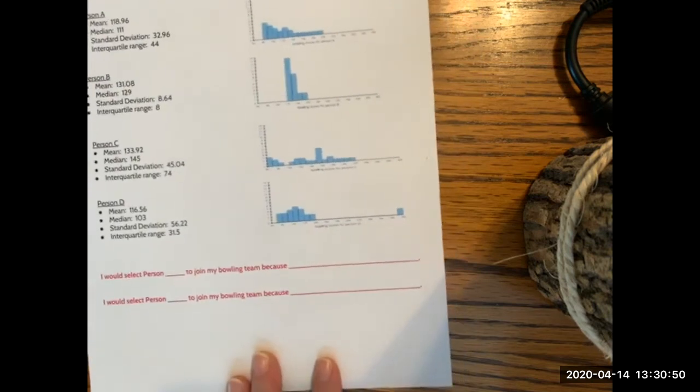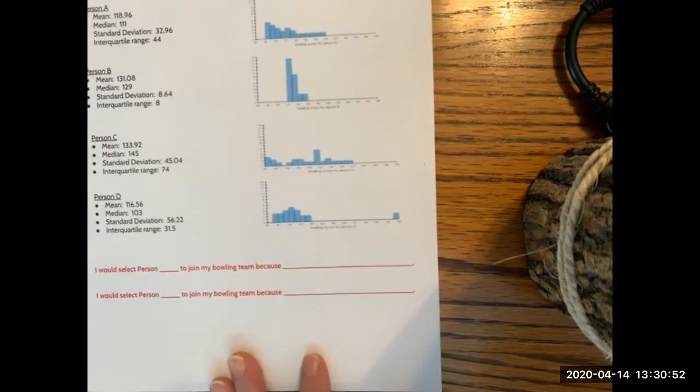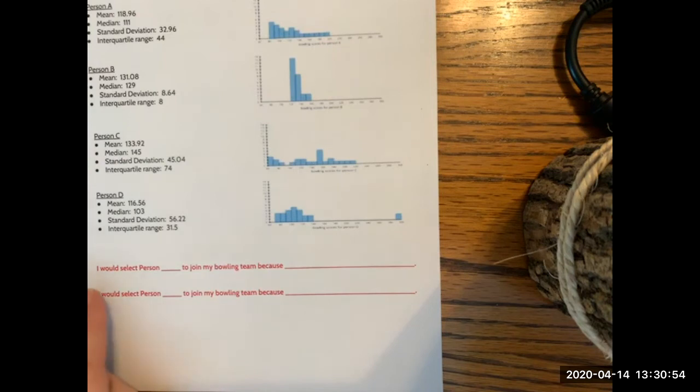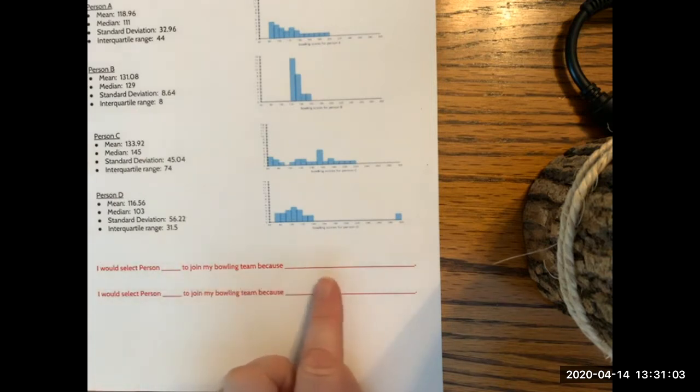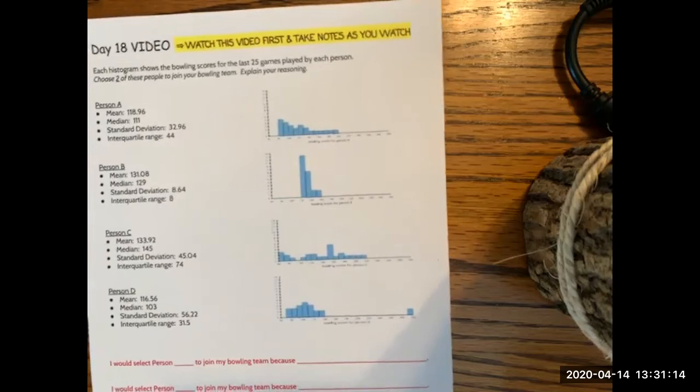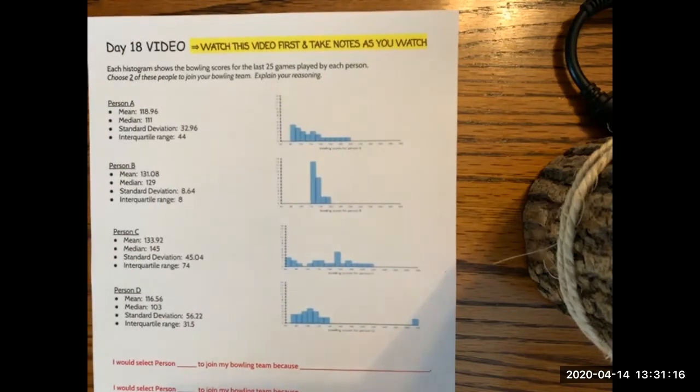At the bottom of this page, there are 2 statements in red, and they say the same thing. One says, I would select person blank, so you put A, B, C, or D there, to join my bowling team because, and then you're going to tell us why. The second statement is the same thing, because you're supposed to choose 2 people that you would like to have bowl on your team.